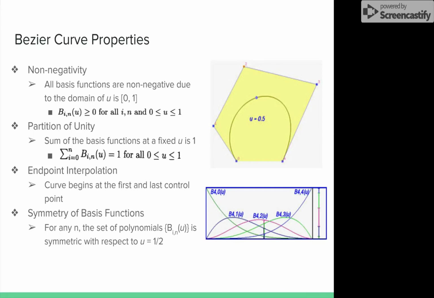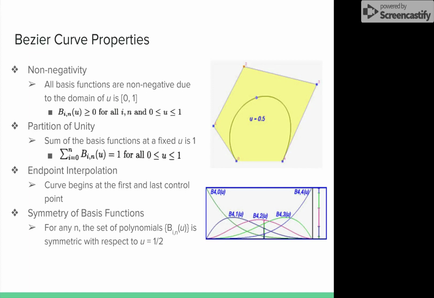The second property of Bezier curves is partition of unity. This property states that the sum of the basis functions at a fixed u is 1. So when you have a bunch of basis functions and you break them all up and get numbers and combine them back together, it's going to end up being equivalent to 1. If you look at the image on the right, the bottom one, you can see all those basis functions. Every single line there in all the different colors is a different basis function. And if you look at the right side, you will see little segments of line in different colors that are representative of the basis functions. As you can see, when you add up all those colored lines together, it ends up equal to 1.